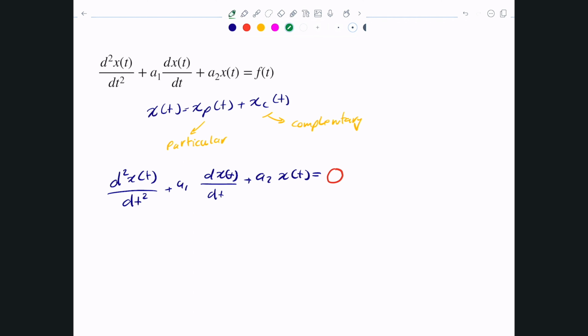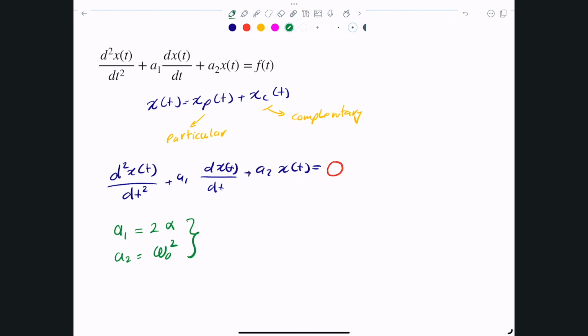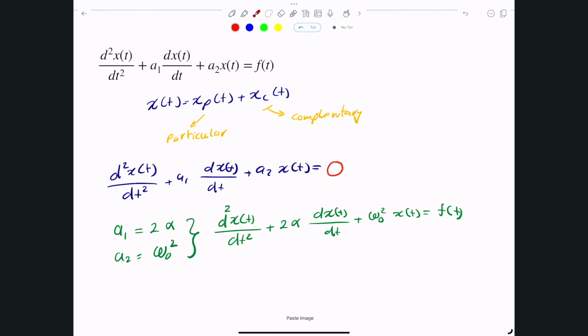Before I continue showing you how to find the particular and complementary solutions, I want to do a simple change of variable. Let's consider that a1 is simply 2 alpha, and a2 is omega 0 squared. The reason for this change will become apparent when we talk about the complementary solution. It just simplifies terms later on. Rewriting this differential equation, it looks almost the same, except that I will have 2 alpha dx of t over dt plus omega 0 squared x of t, and that here is still a forcing function. All right, so let's now focus on the particular solution.